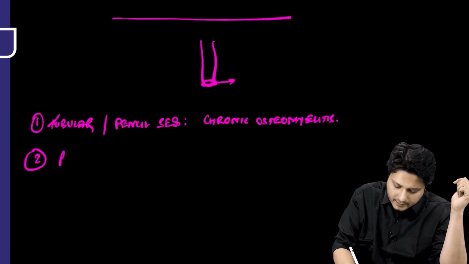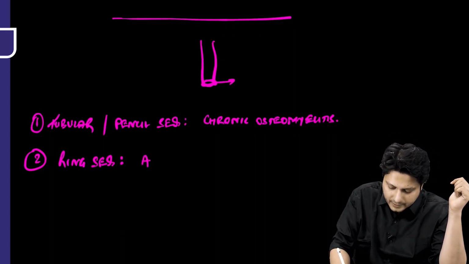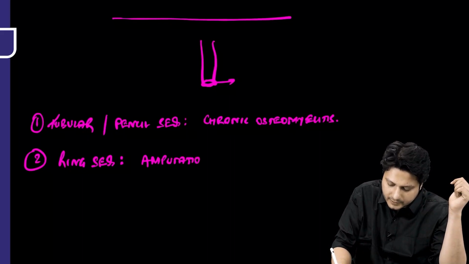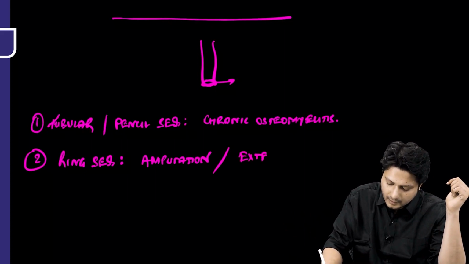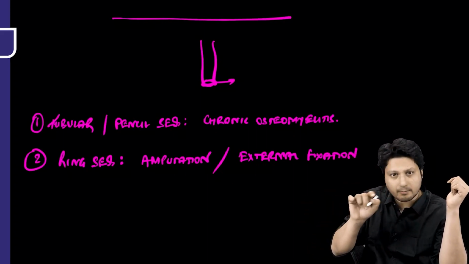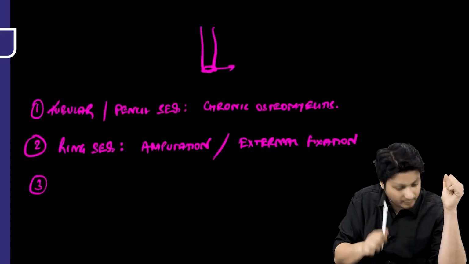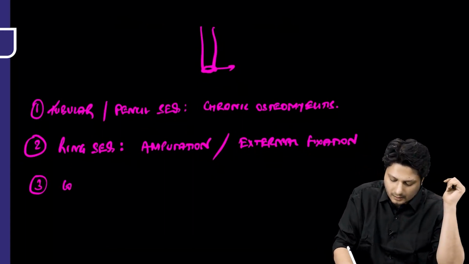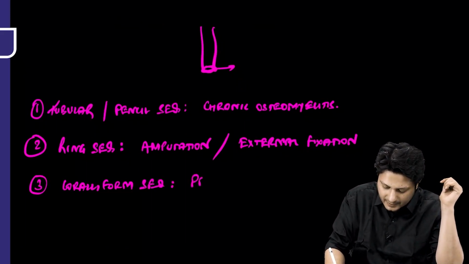Then there is the ring sequestra. This ring sequestra is a feature of amputations. Just now we talked about the amputated stump being converted into a ring sequestra, or external fixators. When the bone is fixed with external fixation, where there was an entry of the Schanz pin into the bone, that region might get necrosed, leading to a ring sequestra. Then the third one is coralliform sequestra, which is a feature of Perthes disease, Legg-Calve-Perthes disease.